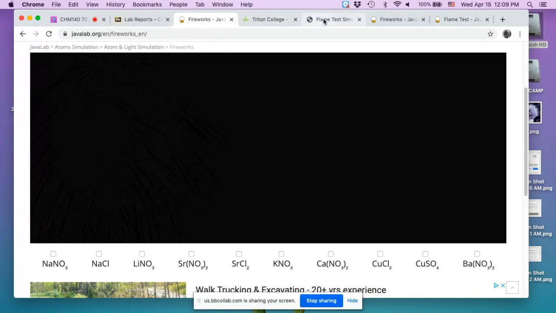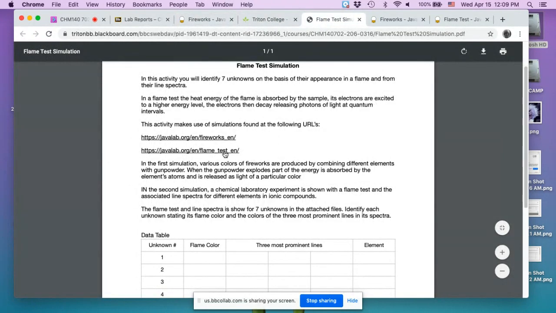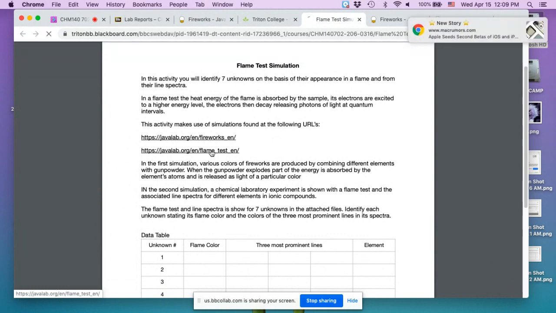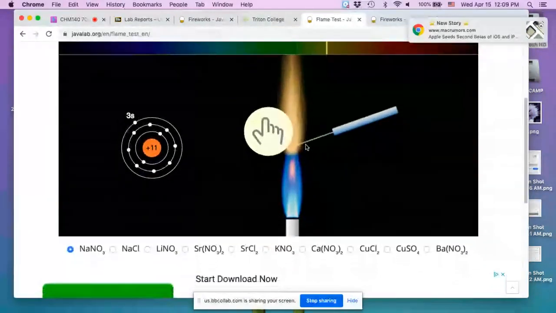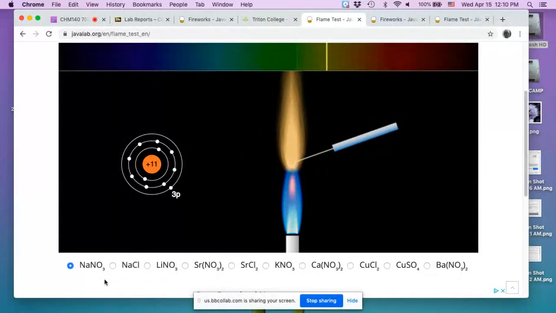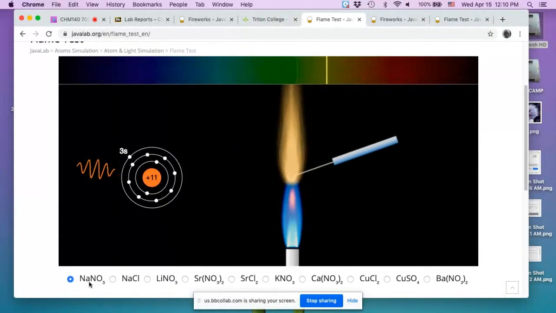Now going back to the instructions here, the other simulation is the flame test and the spectra. I'll click on it, and it's going to look like this. Right now it's showing us what it would look like for sodium nitrate. It's not going to look any different if we switch to sodium chloride, though. Notice that the flame didn't change and the line spectra didn't change. For sodium, it has one principal line. It's this yellow line here. So in your report, that's what you're going to say is one yellow line.